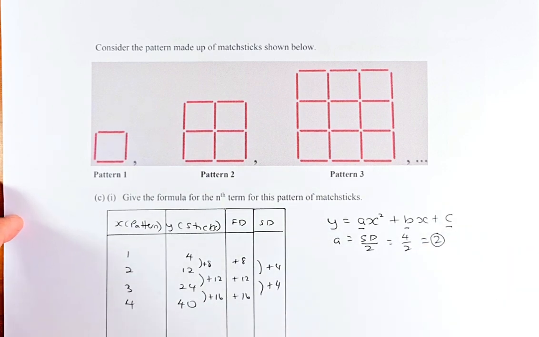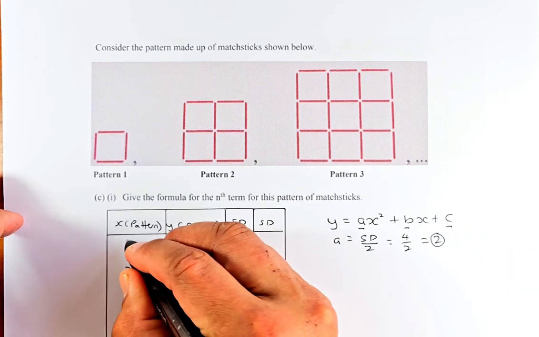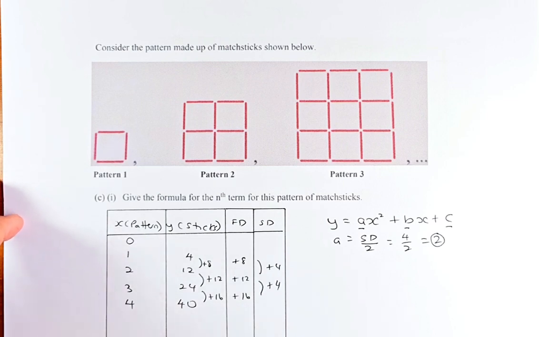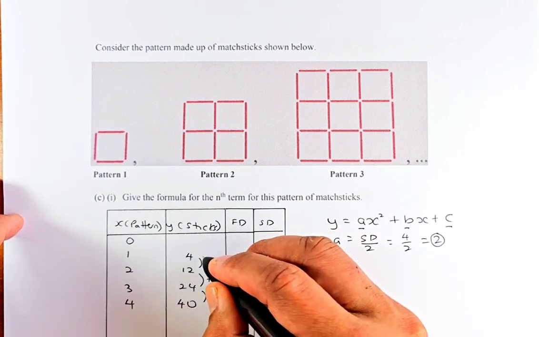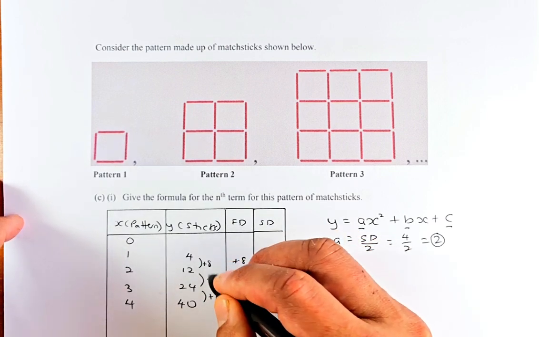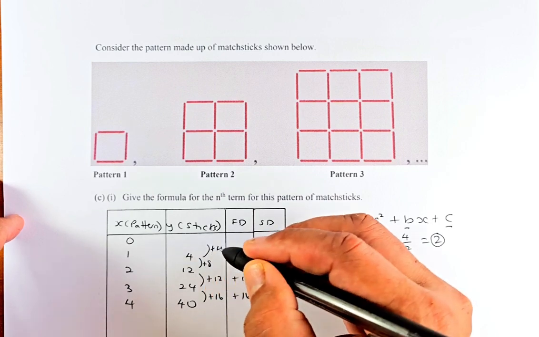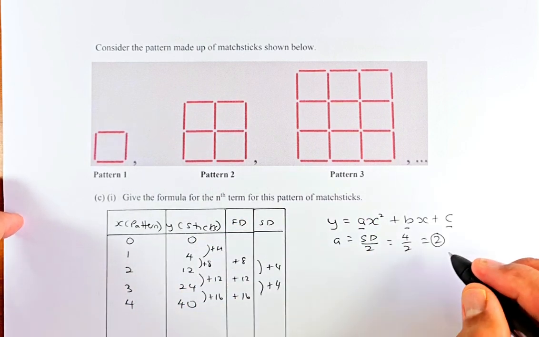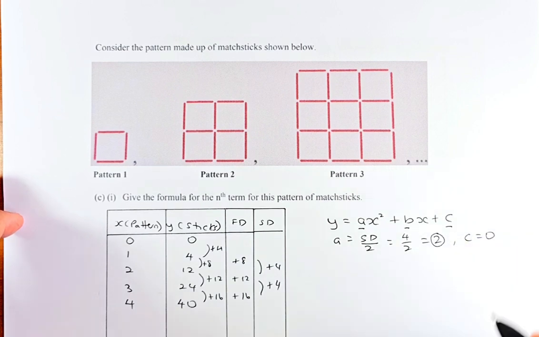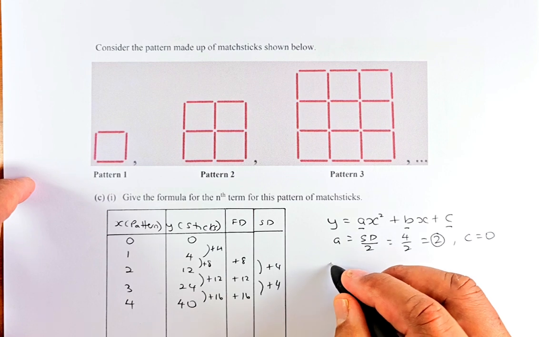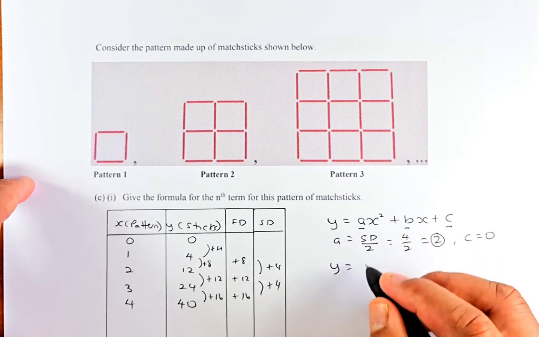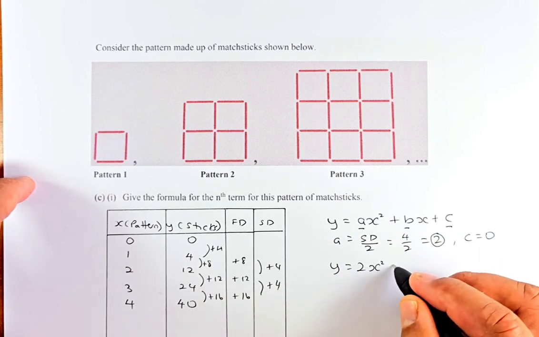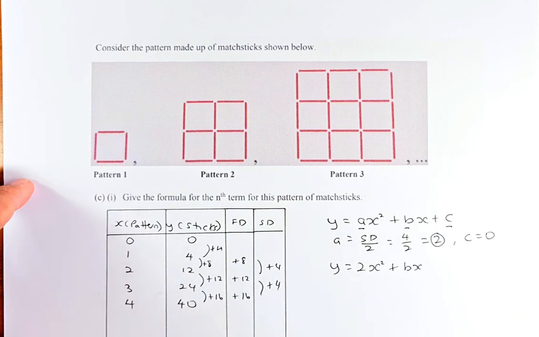To find your c, we need to go back in the pattern to when x is 0. So x is 0. You can see the differences increase by 8, 12. The previous increase is going to be 4, and the number before is going to be 0. So 0 to 4 is 4, so your c is equal to 0. Once you have found your a and c, you can put them in the equation. So y equals 2, because your a is 2, x squared plus bx plus 0. You can ignore the 0.